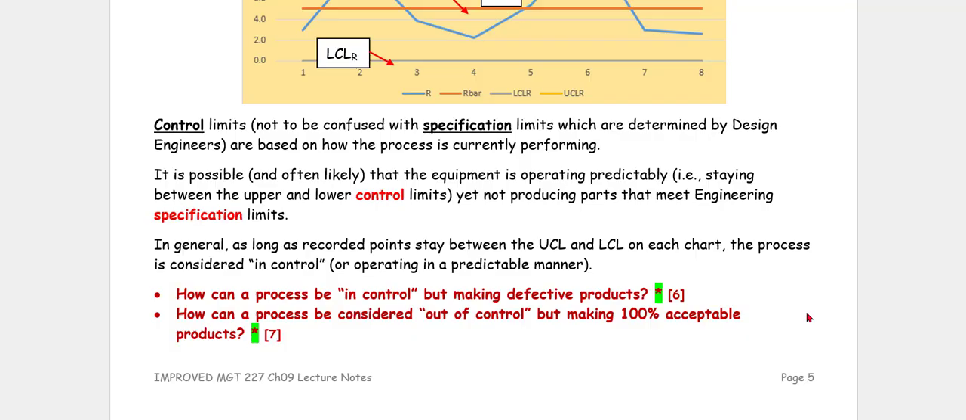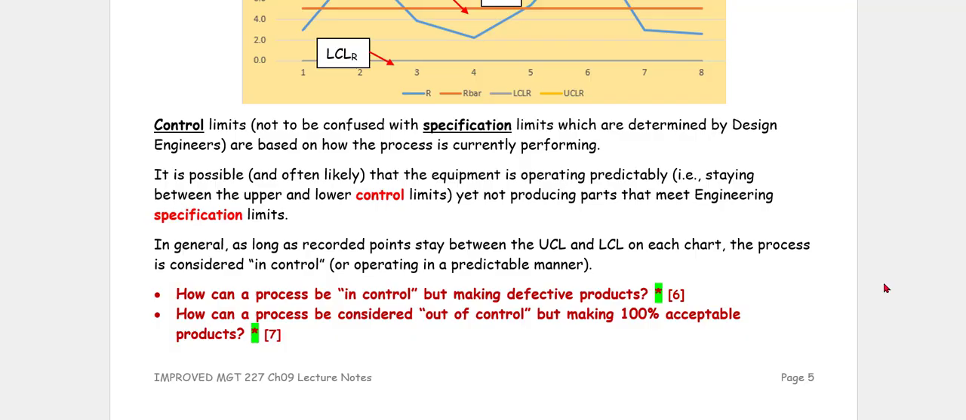Next, how can a process be considered out of control but making 100% acceptable products? To illustrate this, let's pretend that you are driving on a 4-lane highway, 2 lanes going in one direction, 2 lanes going the other direction. Technically, you are operating in specifications if you stay on the road.